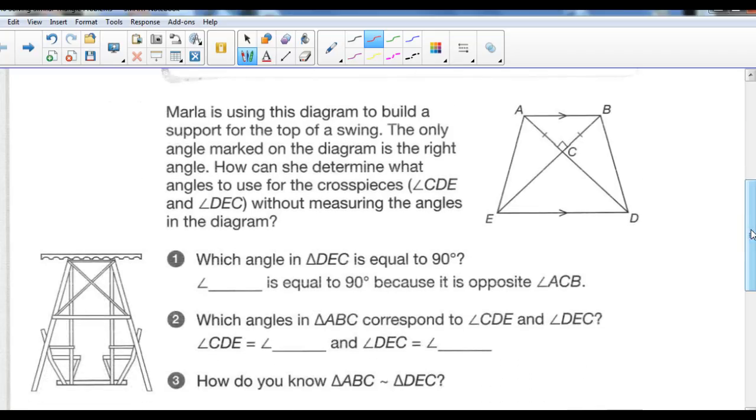Marla is using this diagram to build a support for the top of a swing. The only angle marked on the diagram is the right angle. How can she determine what angles to use for the cross pieces? That's angle CDE and DEC, without measuring the angles in the diagram.